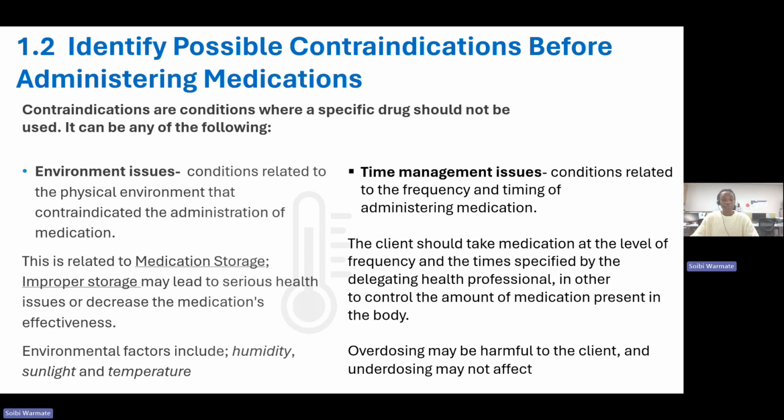Identify possible contraindications before administering medications. So I've mentioned two different types of issues on the possible contraindications before administering medication. We have the environmental issue, which are conditions related to the physical environment that contraindicates the administration of medication. Improper storage may lead to serious health issues or decrease the medication's effectiveness. Now, these environmental factors include humidity, sunlight, and temperature.